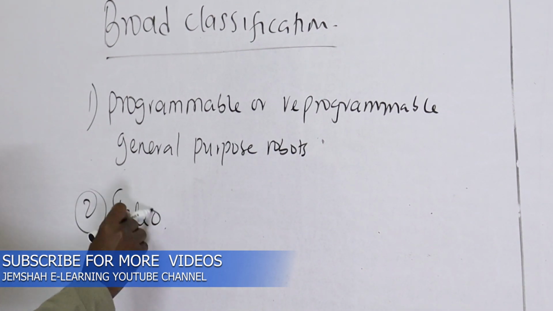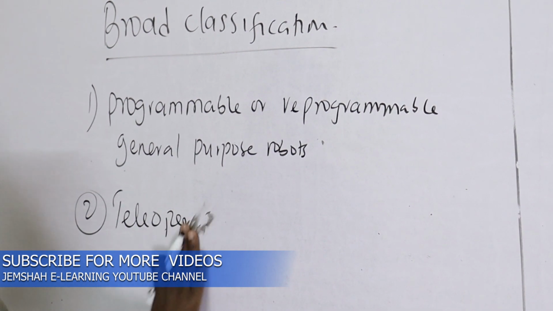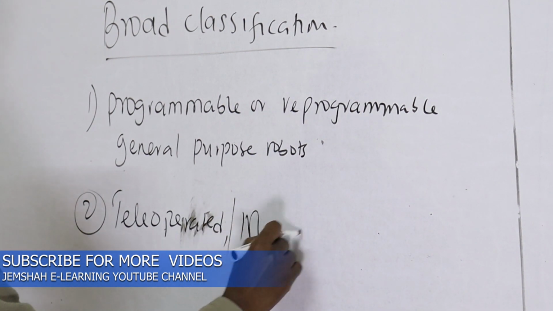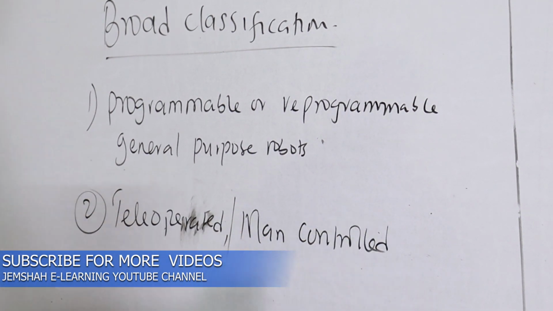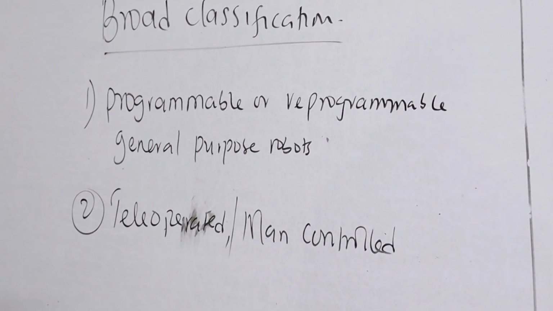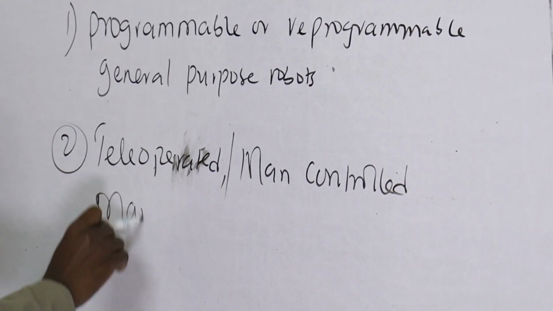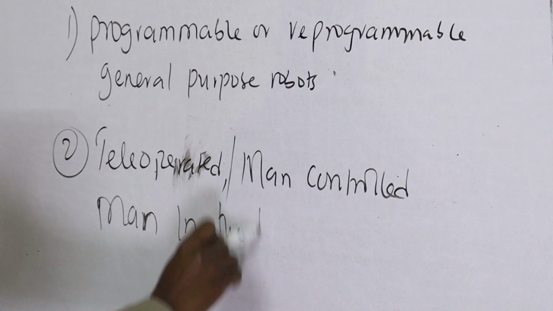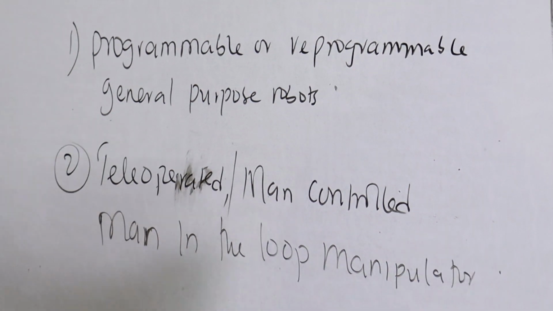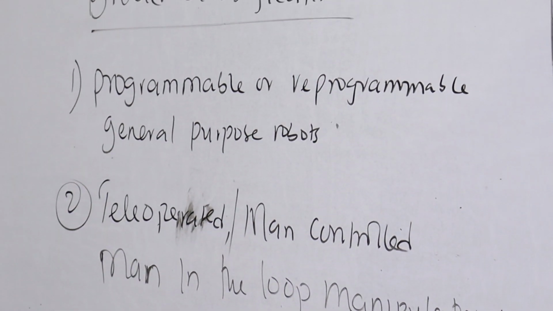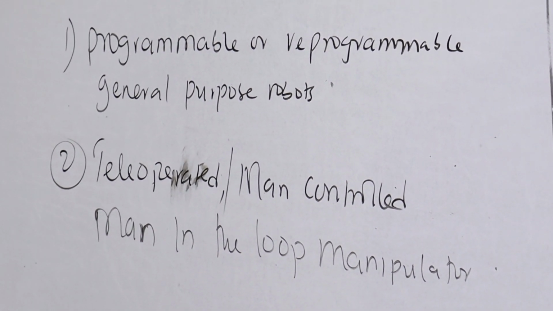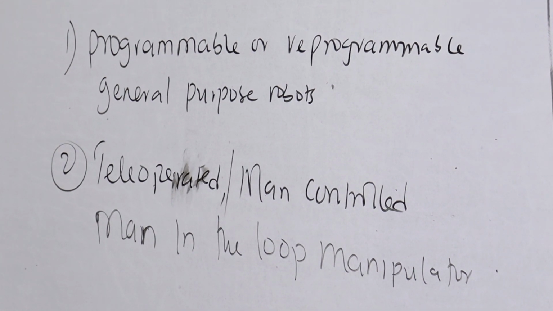We can talk about teleoperated. It's also referred to as man-controlled, and also we can still refer to it as man-in-the-loop manipulator. So we can talk about such a type of robot, the teleoperated man-in-the-loop, or what we refer to as the man-controlled robot.